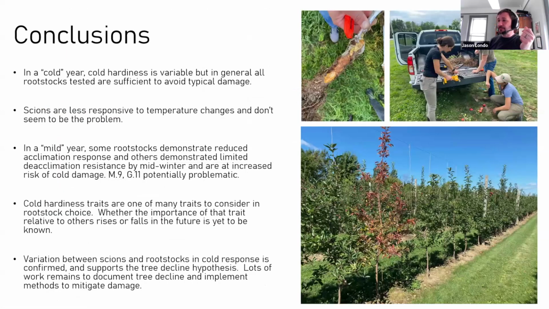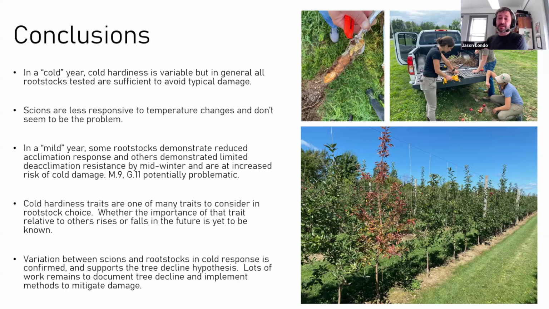And with that, I'll just wrap up. So I've heard a lot of stuff, but the take-home points are, in a cold year, there is variation in cold hardiness, but all of our scions and all our rootstocks that are currently in use are perfectly capable of handling a normal cold year. Scions are less of a problem in general because their temperature responsiveness to warm temperatures is muted relative to rootstocks.